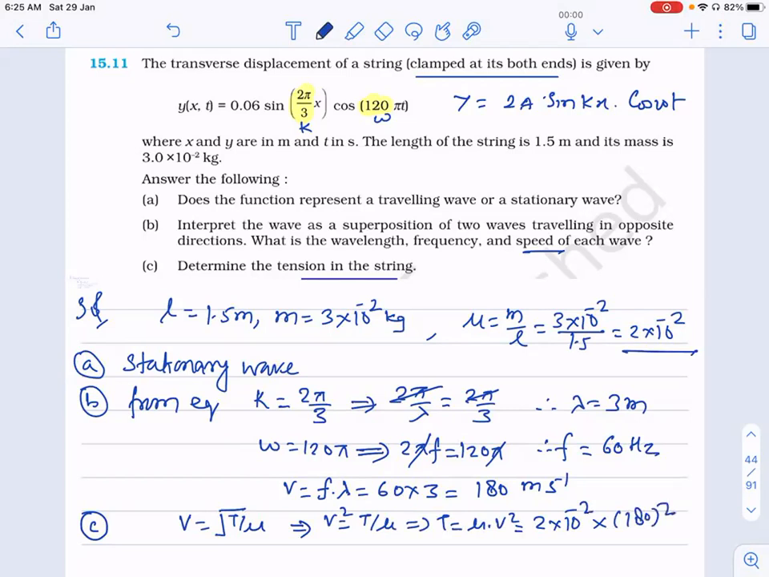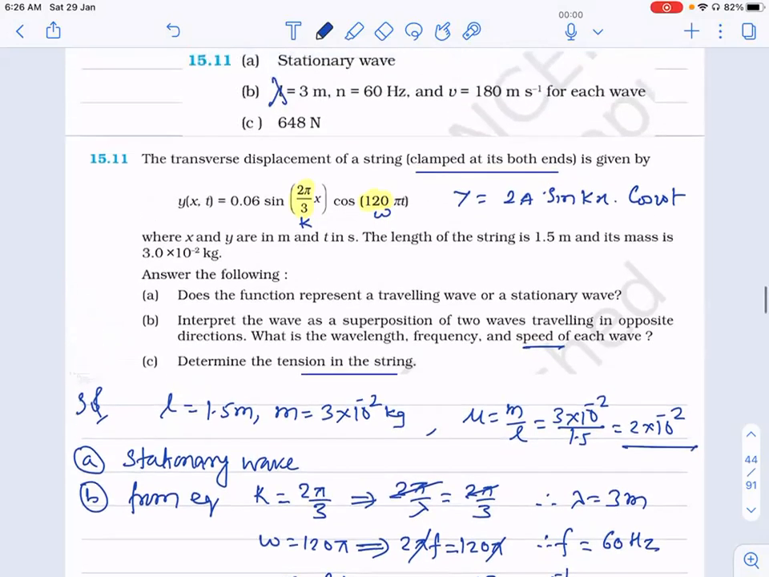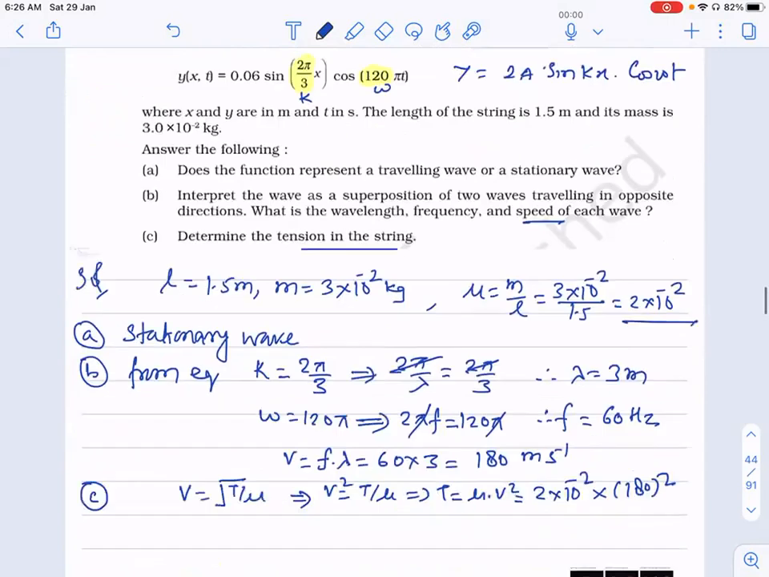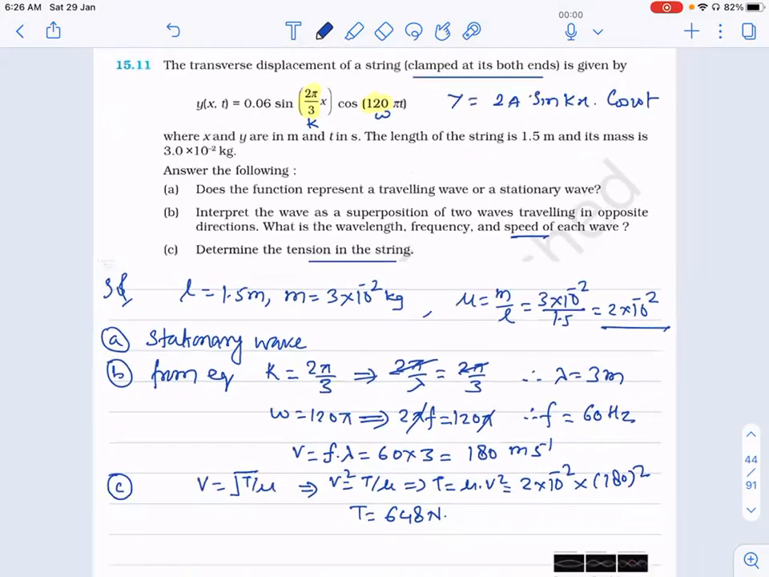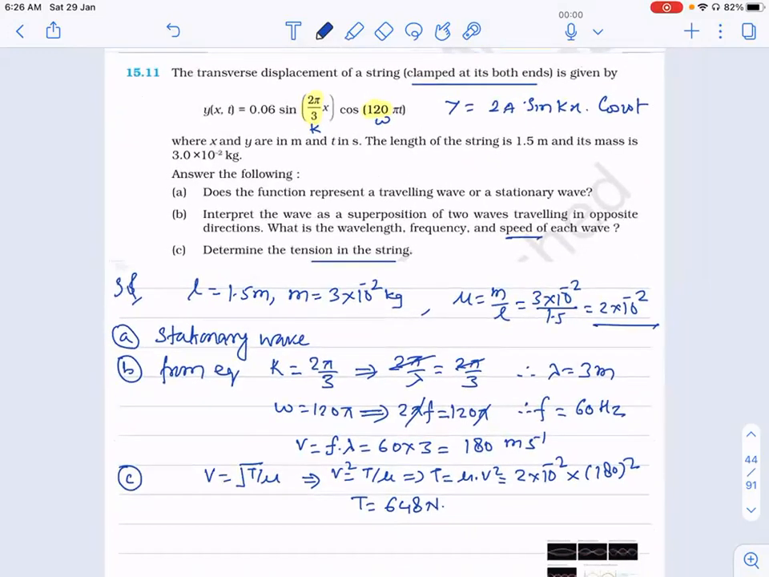If you solve it, the answer comes to 648. All the parts are clear. These are important questions, even for competitive examinations also.